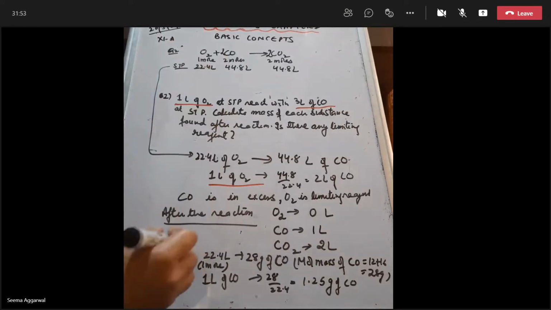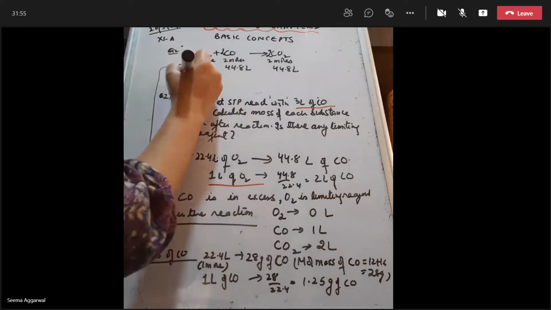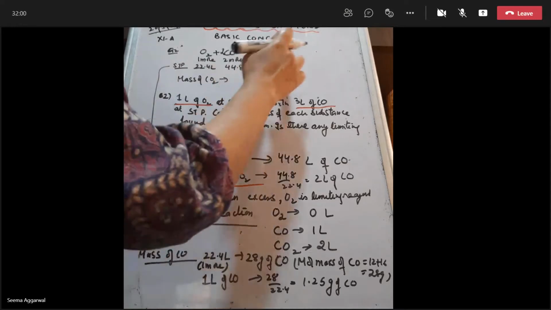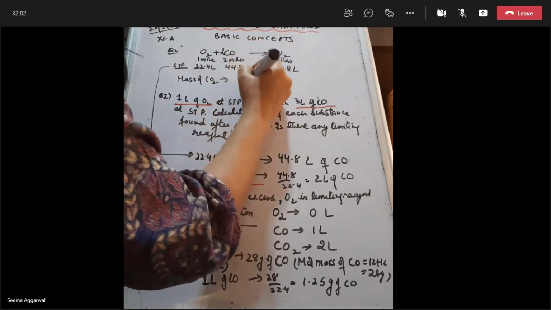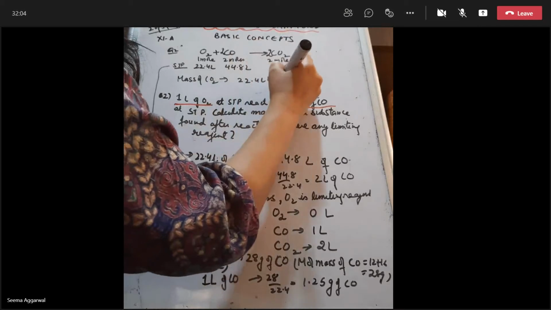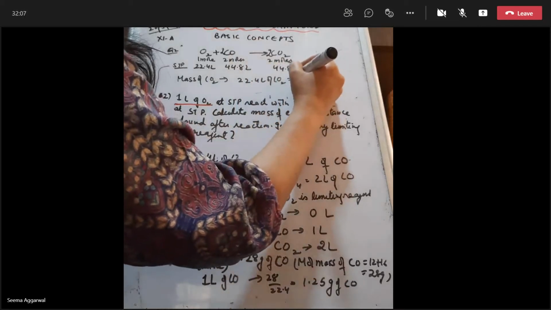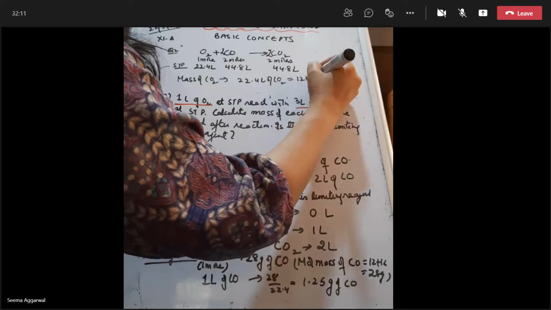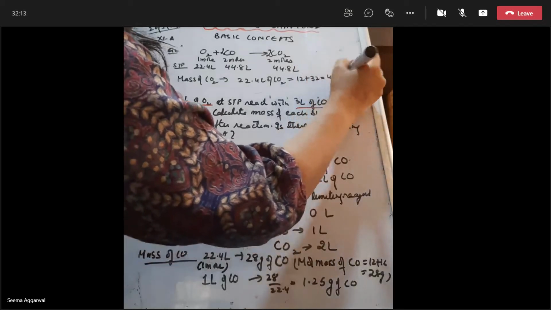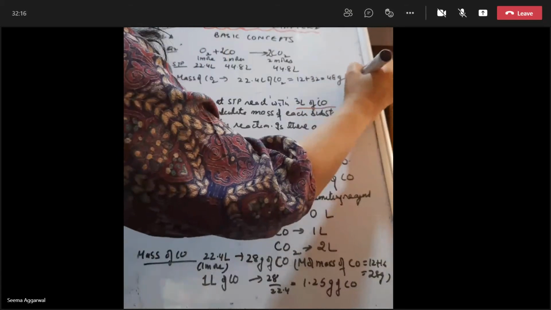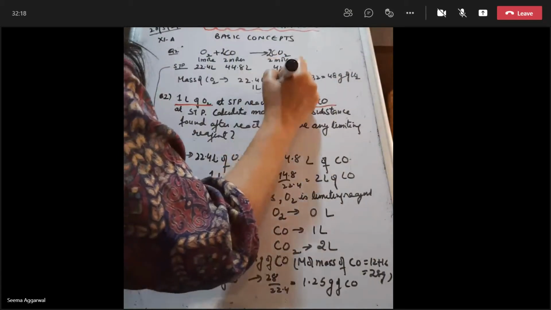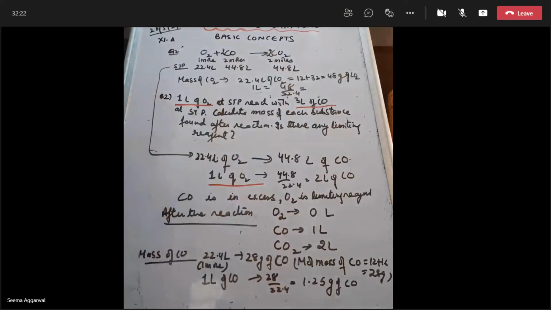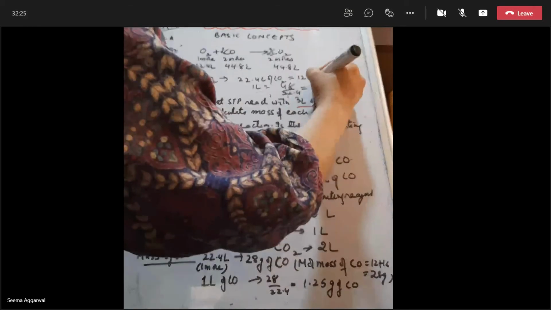I am calculating it here. Mass of carbon dioxide. Same here, 22.4 liters of carbon dioxide is equal to the molecular mass. That is 12 plus 32 for oxygen, which is equal to 48 grams of carbon dioxide. What is 1 liter equal to? 48 upon 22.4, which is equal to 2.